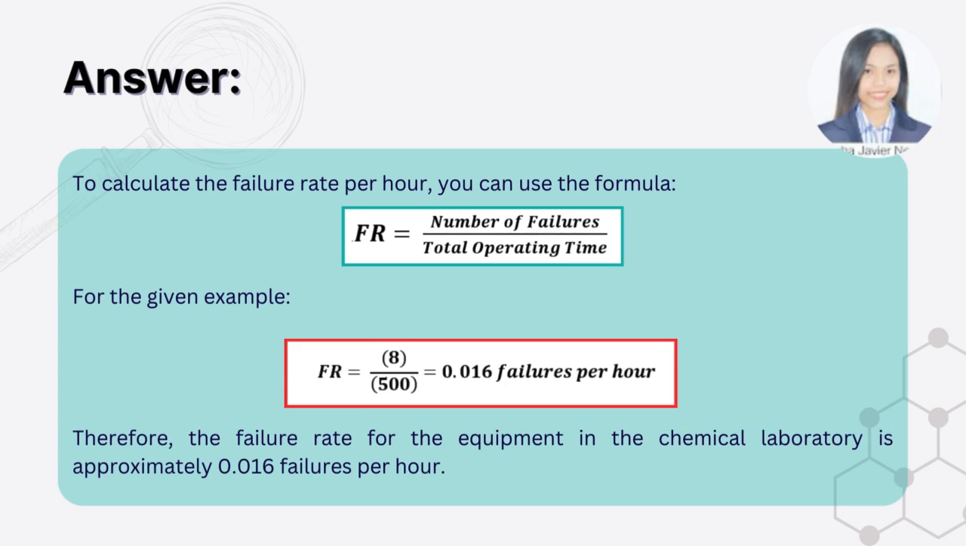Now, considering the implications, a failure rate of 0.016 failures per hour indicates a relatively low occurrence of equipment failures. However, the laboratory should assess this rate in the context of the criticality of the experiments being conducted. If the experiments are highly sensitive or time critical, even a low failure rate may have significant consequences. This information can guide decisions about equipment maintenance schedules, potential upgrades, or adjustments to experimental procedures to enhance reliability and minimize disruptions.